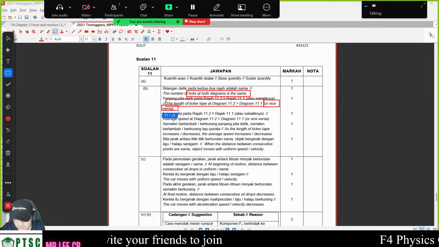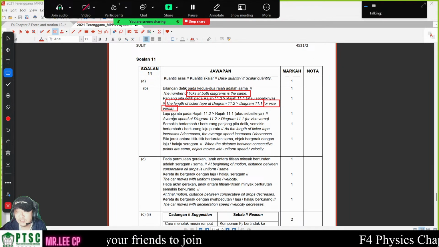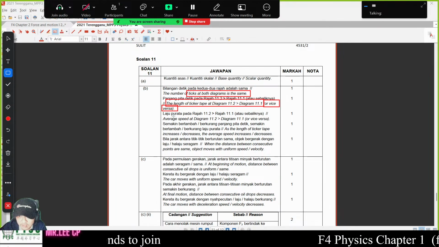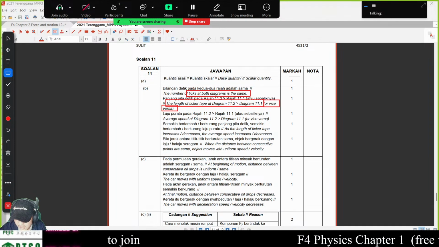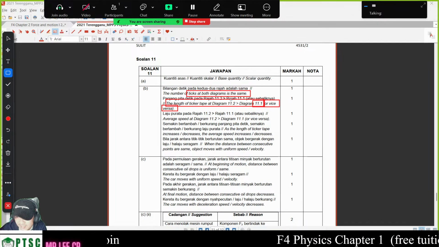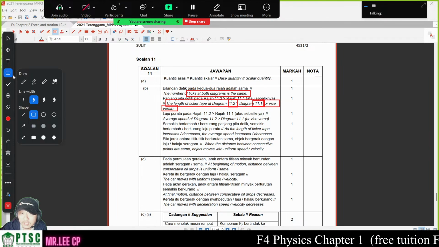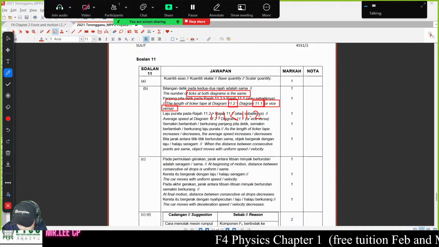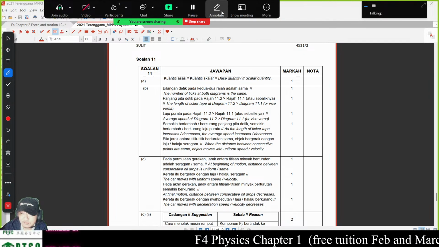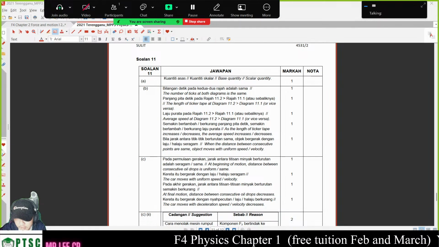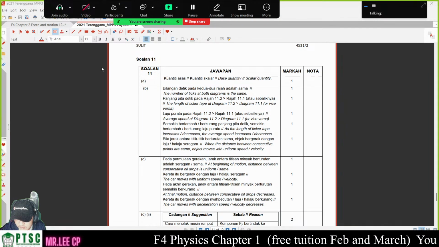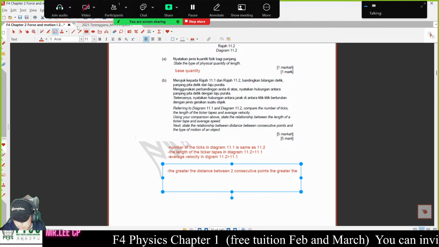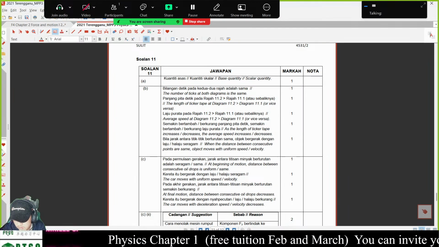So what does vice versa mean? Vice versa means you can write it the other way around. You can write the length of the ticker tape in 11.1 is less than 11.2, right? 11.1 less than 11.2 also can. Vice versa. Okay. Average speed at 11.1 greater than 11.2, or average velocity 11.2 more than 11.1. Yeah, 11.2 more than 11.1.